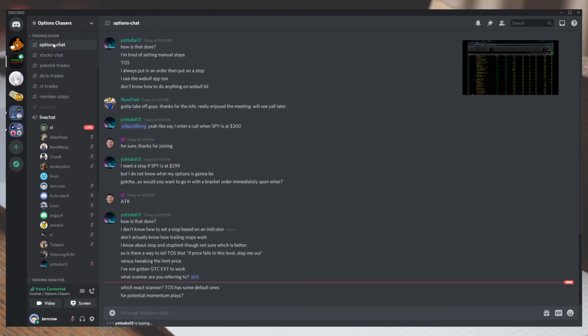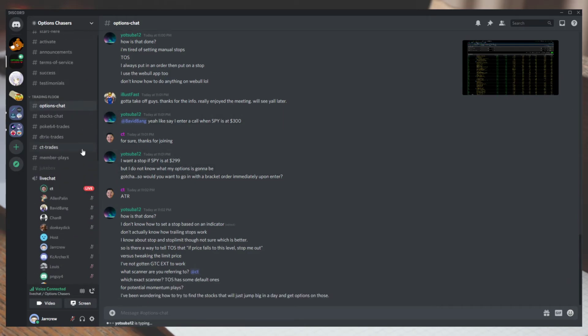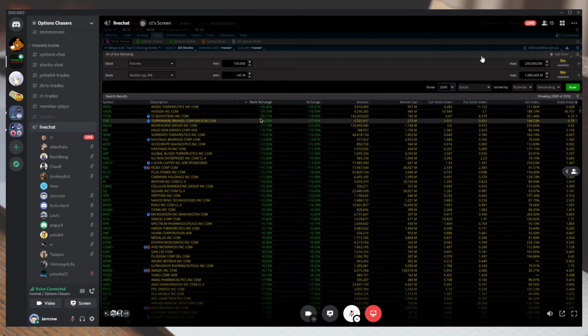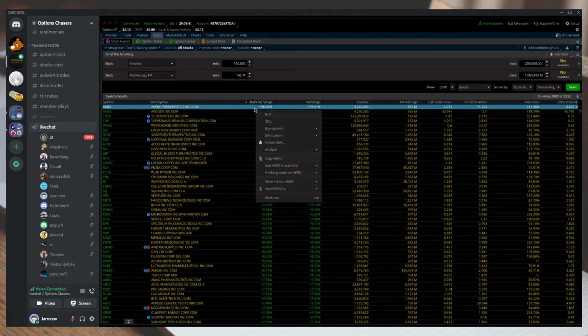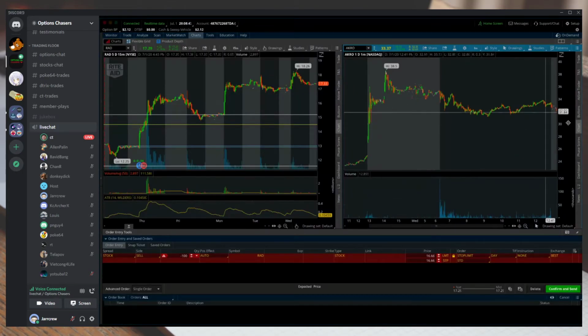Guys, do you have any more good questions? Let's see. How do I scan for potential momentum plays? What I like to do is, if this is the top, sort it by mark percent change and go for the highest. I bring up the chart for one of those. I like to see why it popped.